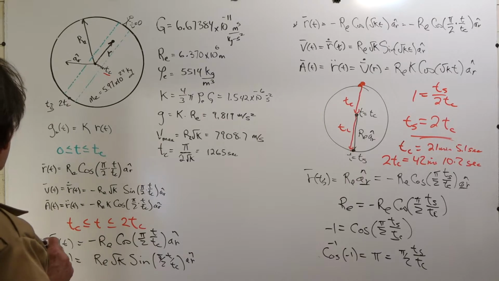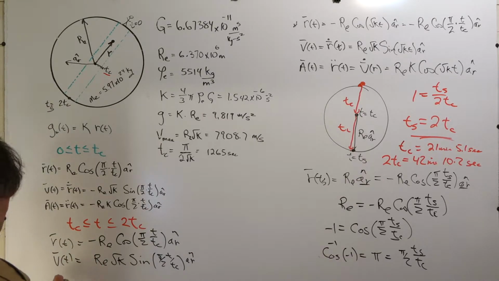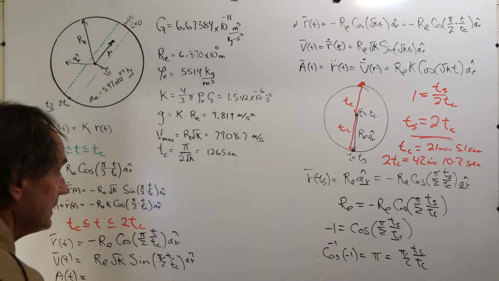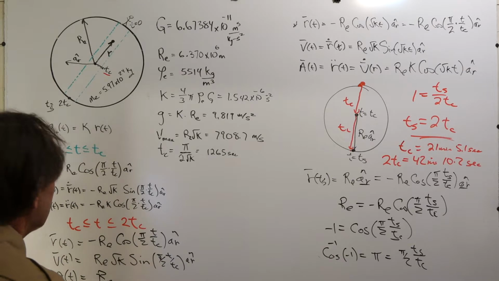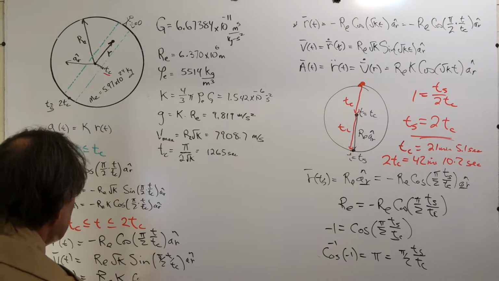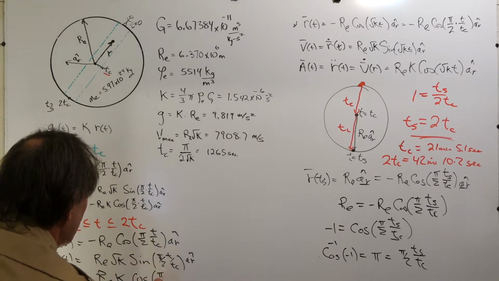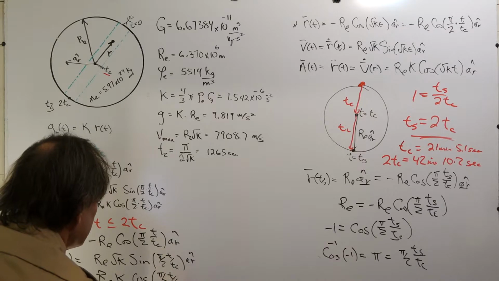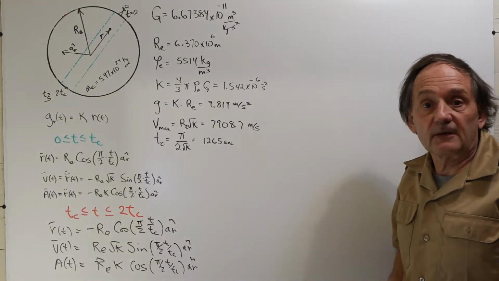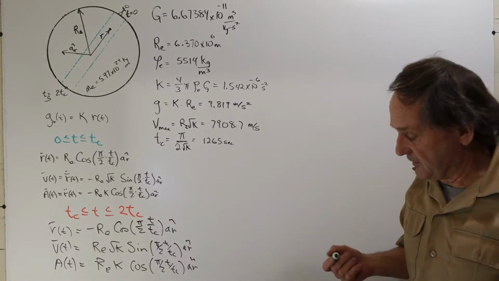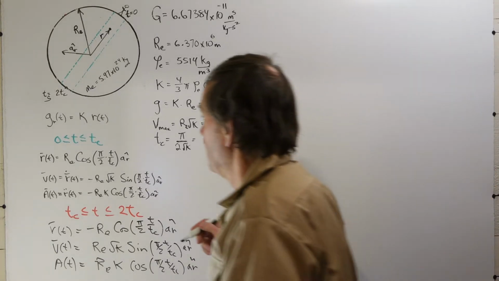And our acceleration will be RE k times the cosine of pi over 2 t over TC squared. Now let's look at the resulting equations for the solution.